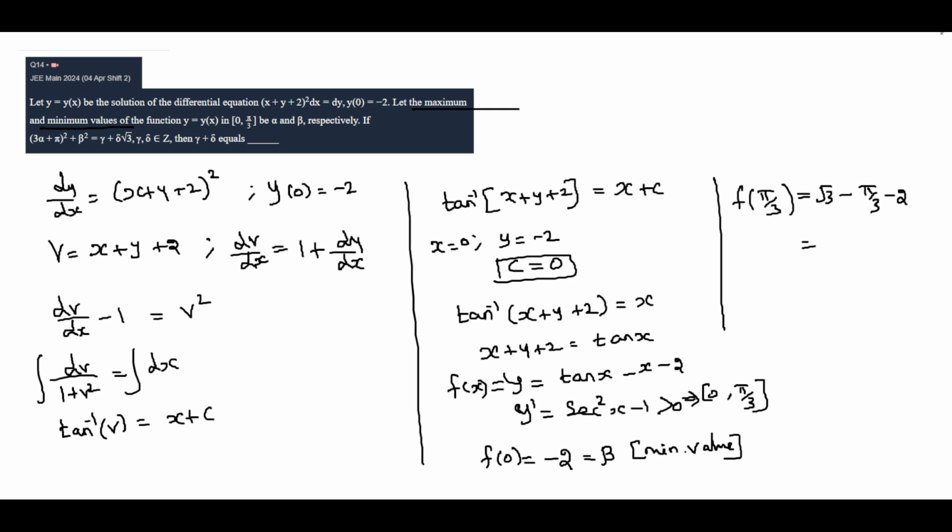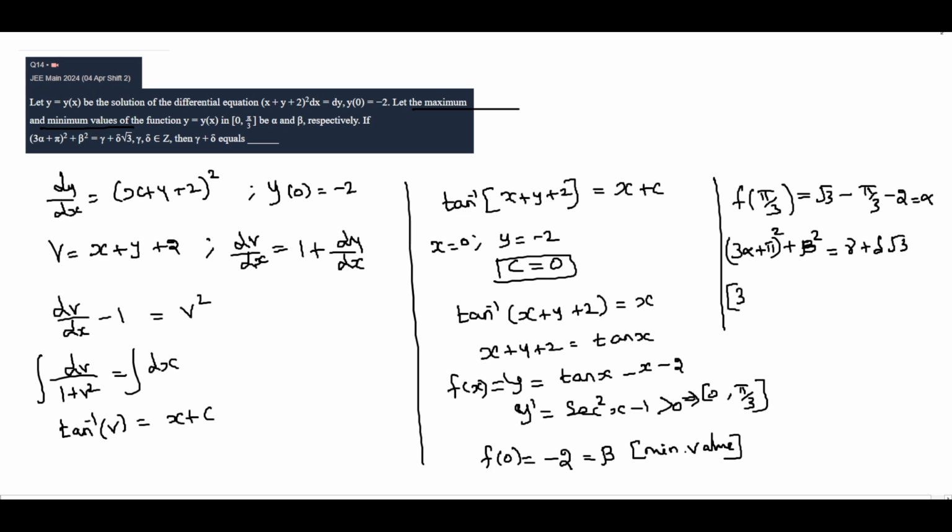So it is nothing but alpha, that is the maximum value. Now (3 alpha + pi)² + beta² = gamma + delta root 3. We need gamma plus delta, so we know the alpha value. So for 3 alpha, just simplify f of pi by 3, or you can apply the alpha value.